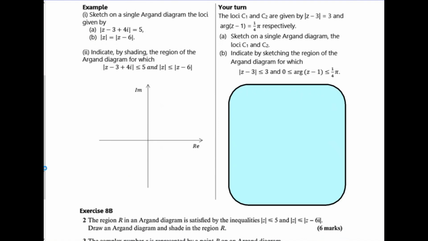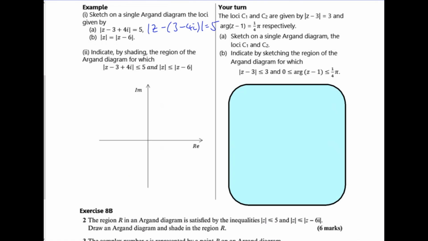Again, a common thing for you to do is to represent multiple inequalities on an Argand diagram and have to work out other bits. So first off, we've got 2 loci here that we've been asked to sketch. The first one is a circle, which needs rewriting as modulus of z minus 3 minus 4i equals 5. And the second one is a perpendicular bisector, which doesn't need rewriting. It's the perpendicular bisector between the origin and 6 on the real axis.